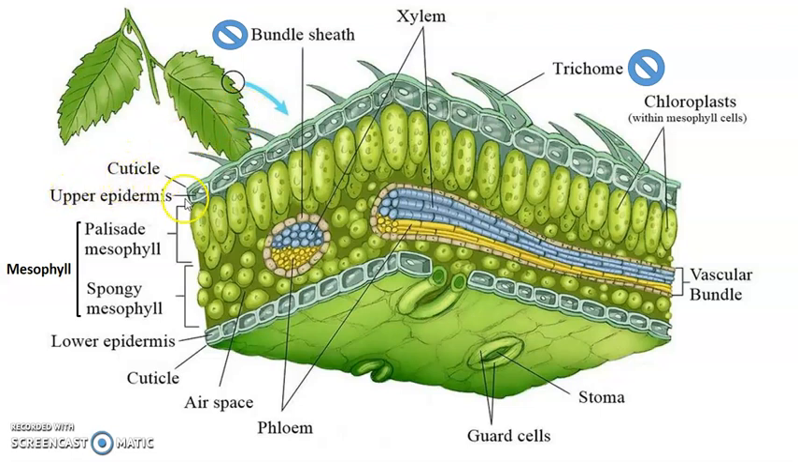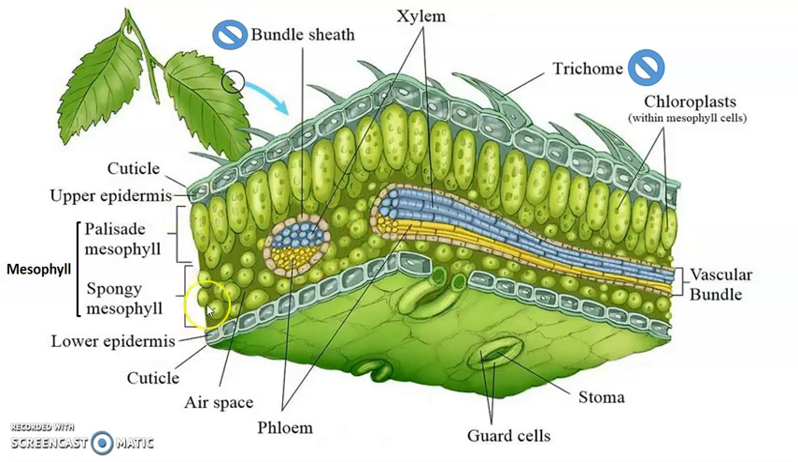Next, we have the upper epidermis. There's both an upper epidermis and a lower epidermis. This is a thick single layer of cells that are lined up one after the other. Their function ultimately is to surround and protect the interior components of the leaf.